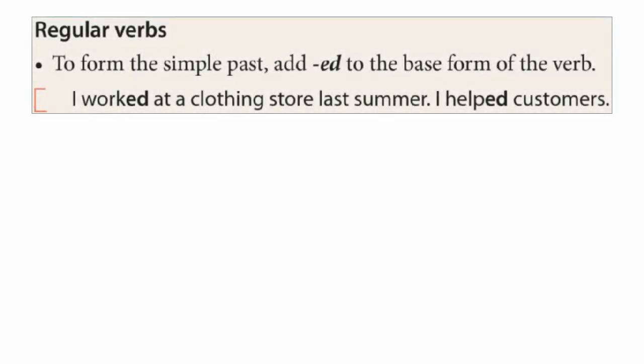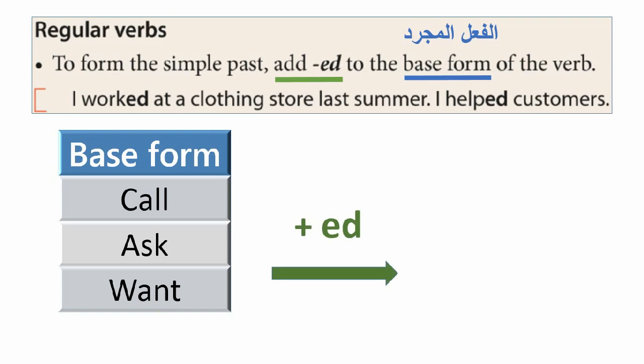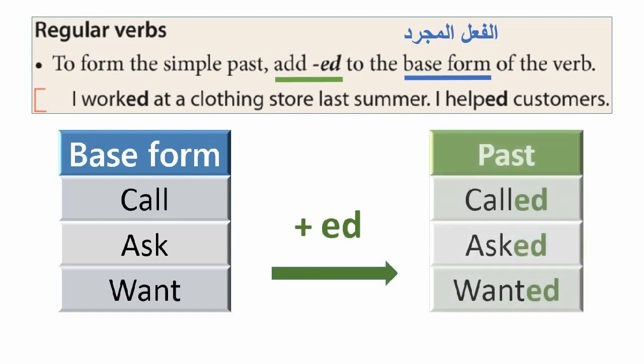Regular verbs. To form the simple past, we just add ed to the base form of the verb. Here you can see some base forms of some example verbs, like call, يتصل, and ask, يسأل, and want, يريد. If we want to make the past simple from these verbs, we just simply add ed. So, call becomes called, and ask, asked, and want, wanted.